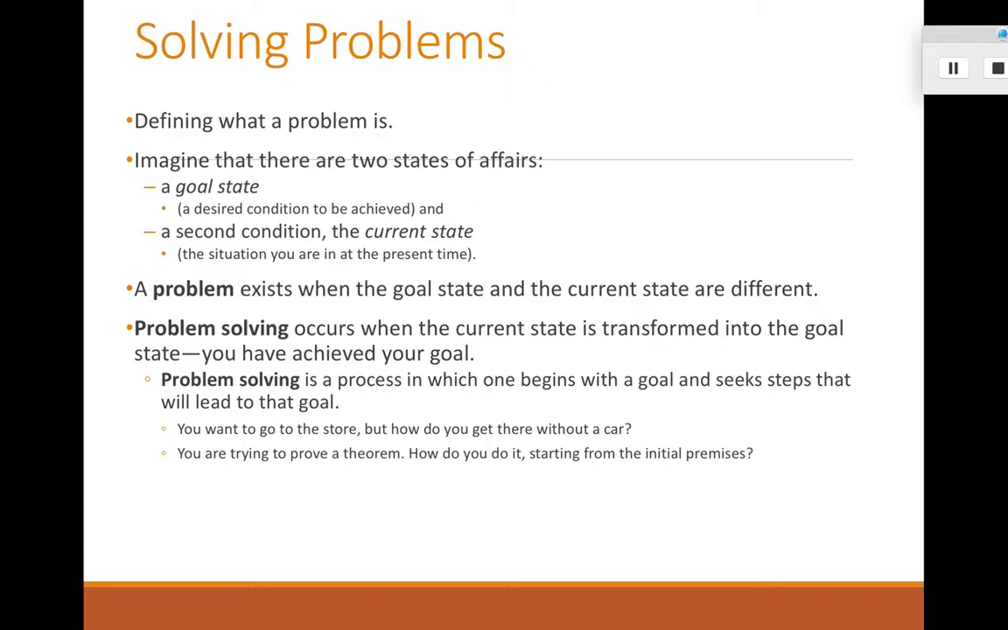Now, do realize that there may be many different paths, but some paths may be better, and some paths may be worse in terms of time, in terms of efficiency, et cetera. But what we want to do is get to the goal state no matter what. That's ultimately the point of problem solving.